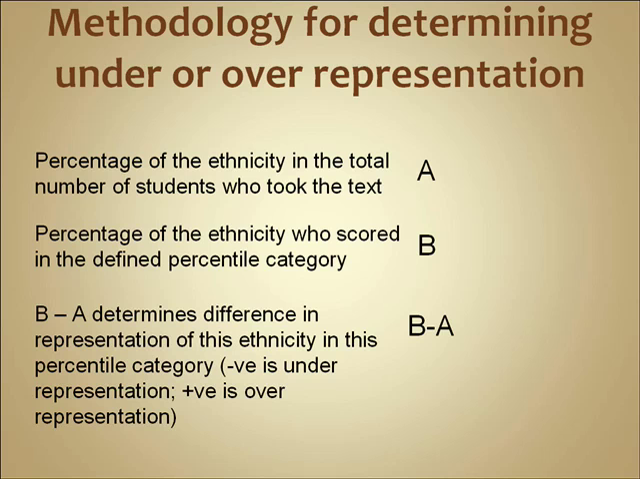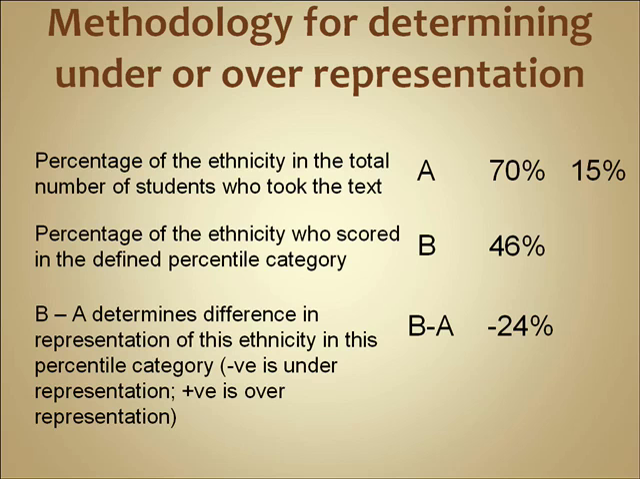So let's look at a couple of examples. If 70% of the students in the test were of a particular ethnicity, and 46% of the students who scored in a particular percentile were of that ethnicity, we do B minus A, and we get negative 24%. Since that's negative, this ethnicity was underrepresented by 24% in this particular percentile category.